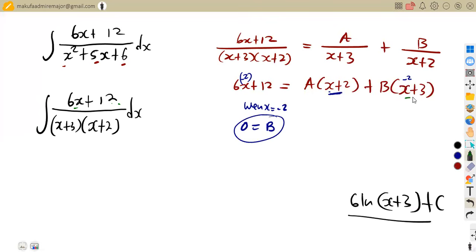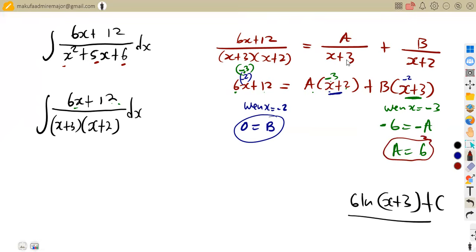We move on to this bracket. For this bracket to be equal to 0, x was supposed to be -3. We substitute x being -3 here, 6 times -3 plus 12. This was going to give us -6. When x is -3 here, we've got -3 plus 2, which gives us -1, times A, which is -A. -6 divided by -1 is going to give us A equals +6. All right, so this is what we're supposed to have.